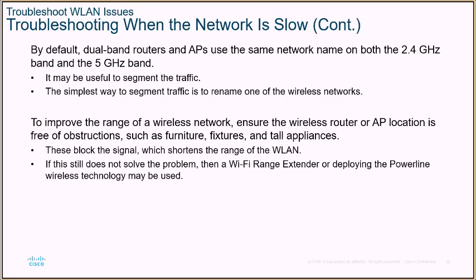By default, dual band routers and access points use the same network name for both 2.4 and 5. It may be useful to segment the traffic. The simplest way to segment traffic is to rename one of the wireless networks.